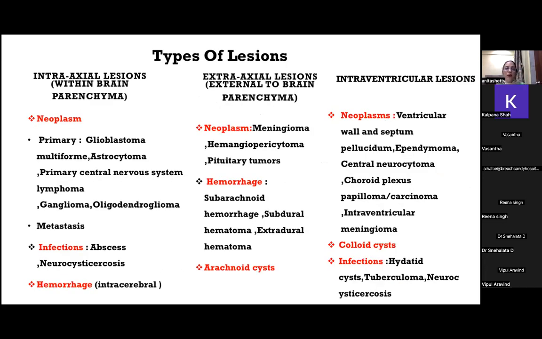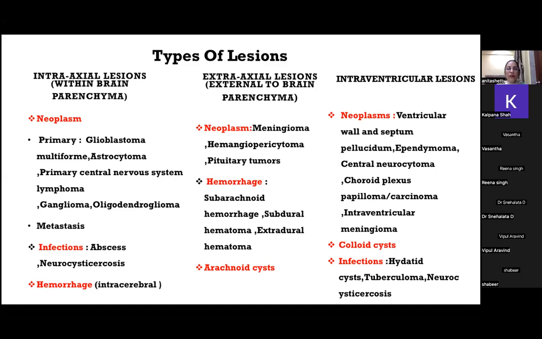Now, what are the types of lesions? They can be within the brain parenchyma, known as intraaxial lesions, or they can be external to the brain parenchyma, known as extraaxial lesions, or they can be intraventricular lesions. So the most common lesions are neoplasms, which can be primary or metastasis. The primary lesions are glioblastoma multiforme, astrocytoma, primary central nervous system lymphoma, ganglioglioma, and oligodendroglioma. They can be lesions because of abscesses or neurocysticercosis or hemorrhages.